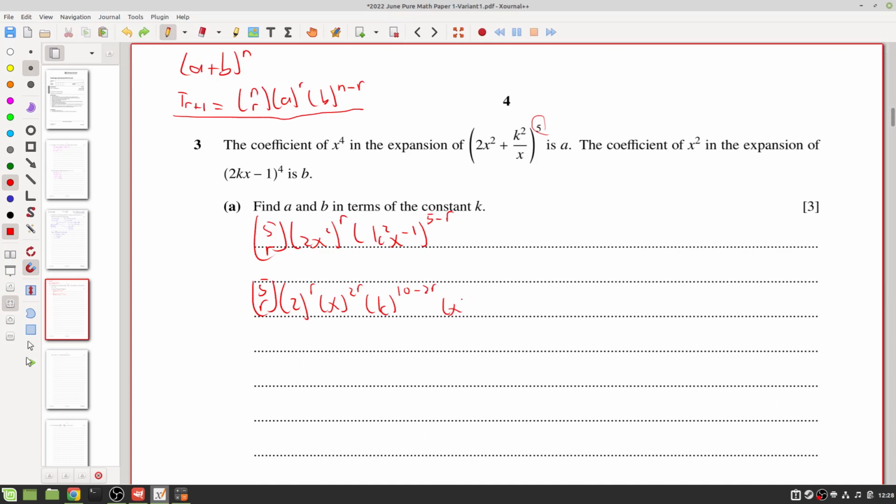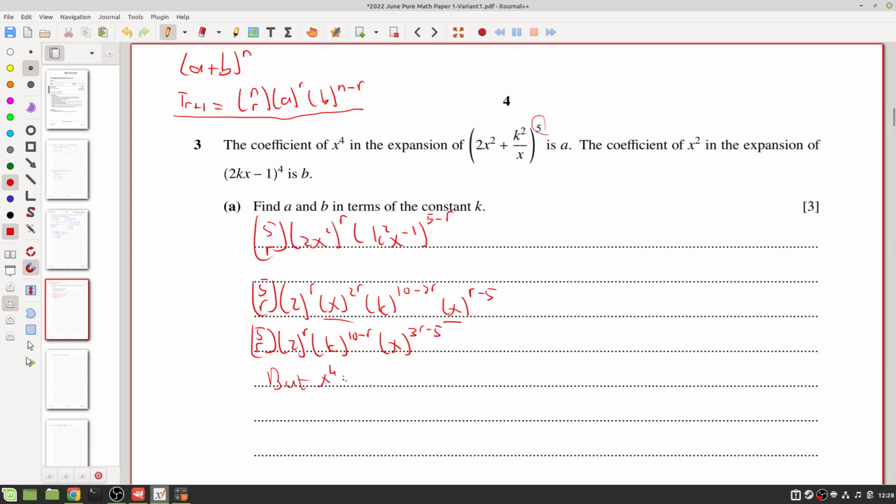So let's just multiply this in straight away. So negative 1 times 5 minus r is going to be r minus 5. Okay, so let's collect these two x's together. So our whole coefficient is going to be 5 choose r, 2 to the power r, and then k to the power 10 minus 2r, and then all the x's together. It's going to be 2r plus r minus 5, so 3r minus 5.